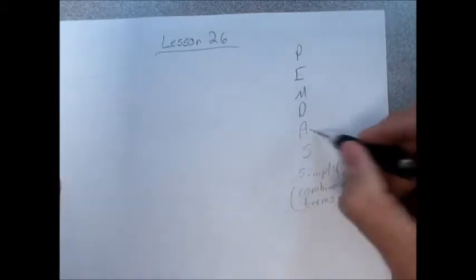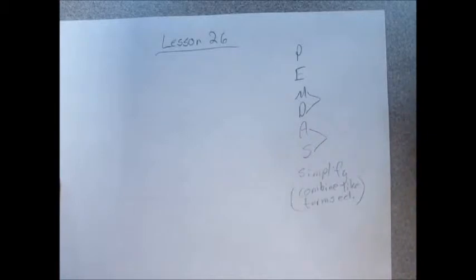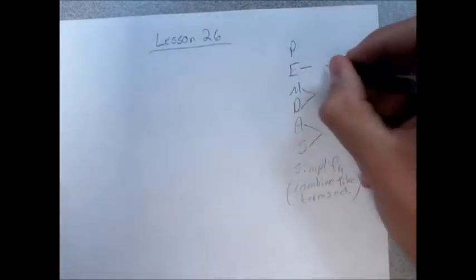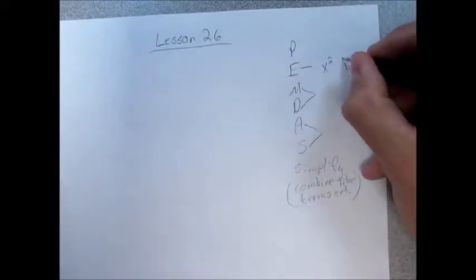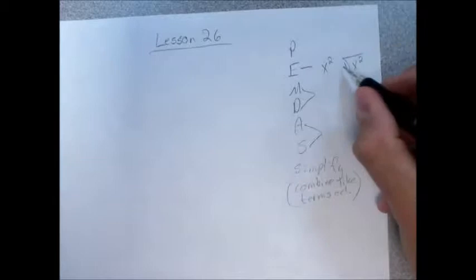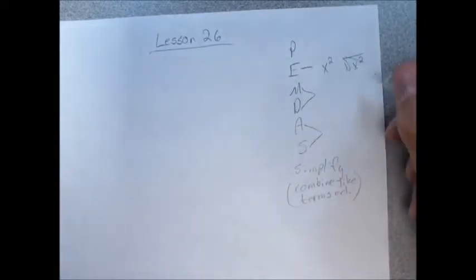So you're looking for addition and subtraction to move, then you're looking for multiplication and division, then you'll do the exponents. Okay, just as a reminder on exponents, if you have an x squared, the inverse of x squared is the square root. So in order to undo a squared, you would square root it. Okay? All right, so let's start with examples. Example 1.